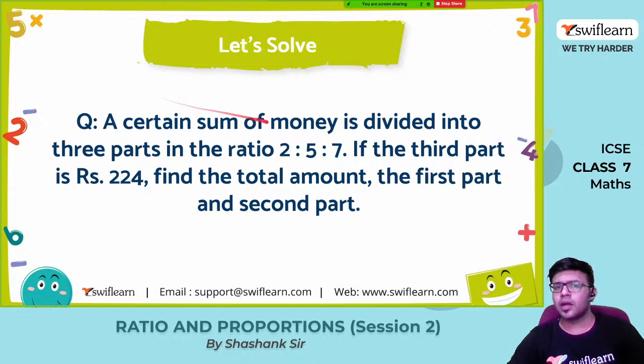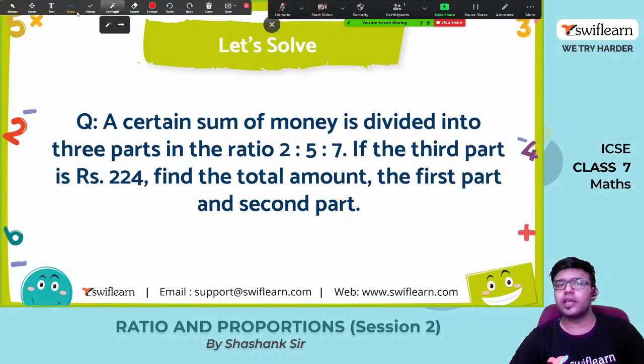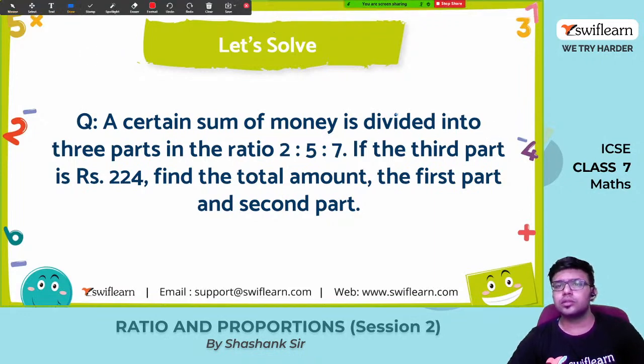A certain sum of money is divided into three parts in the ratio 2 is to 5 is to 7. If the third part is rupees 224, find the total amount and the first and second parts. What they have given: certain money is divided into the ratio of 2 is to 5 is to 7. We don't know how much it is; that is what we need to find. If the third part is rupees 224. So let us solve here.